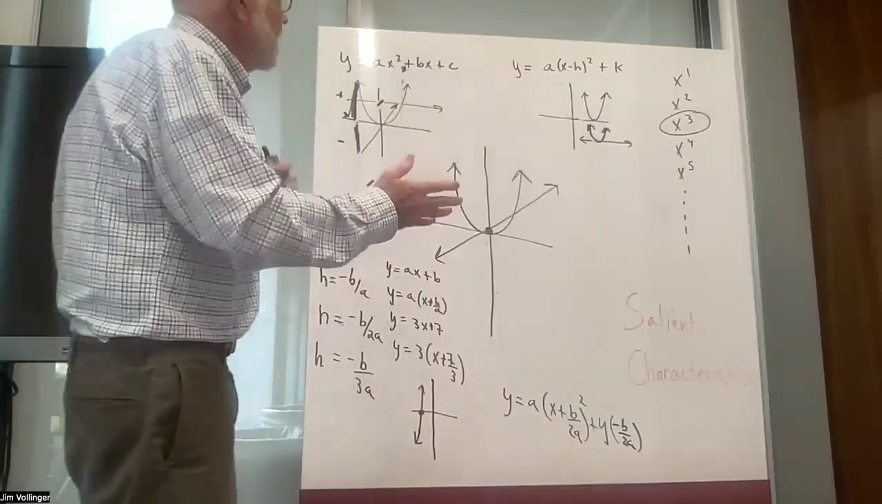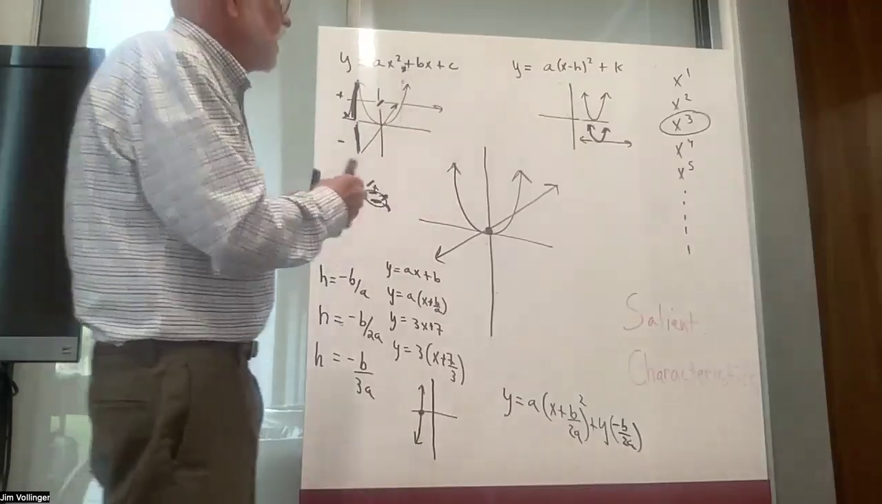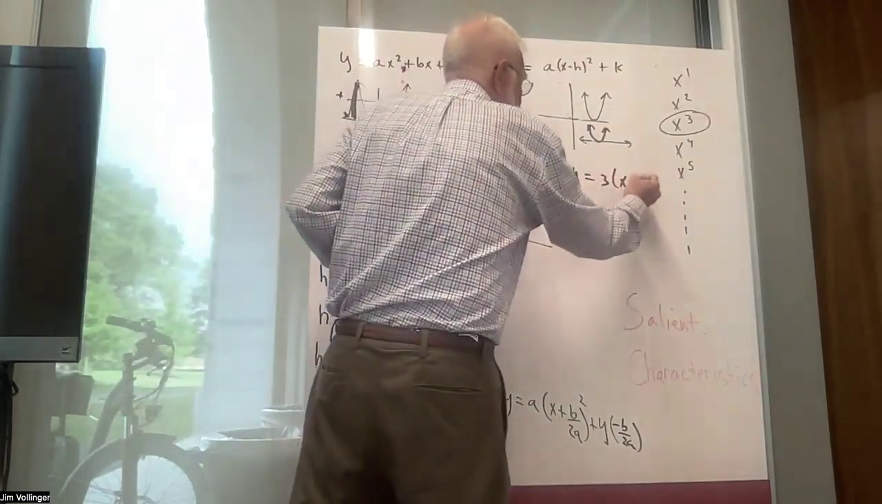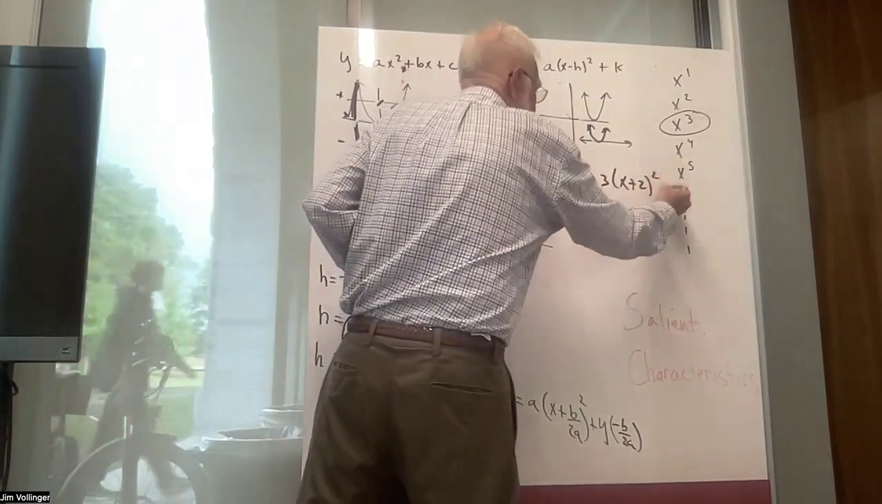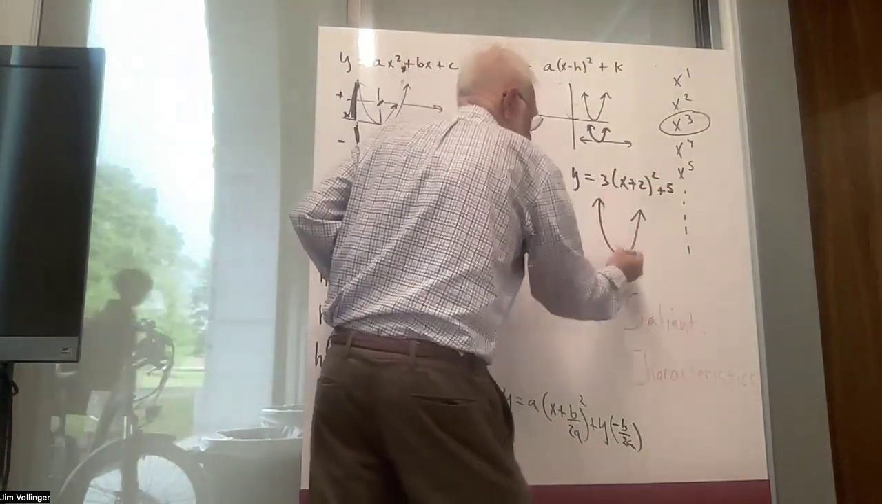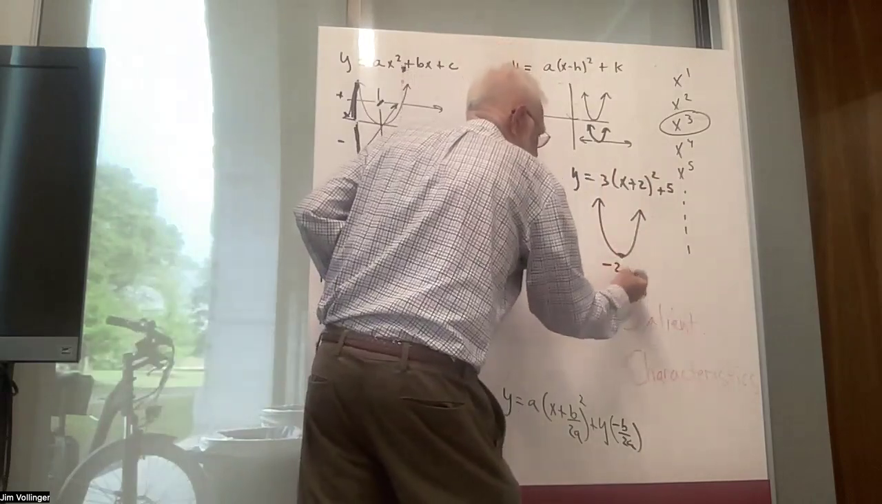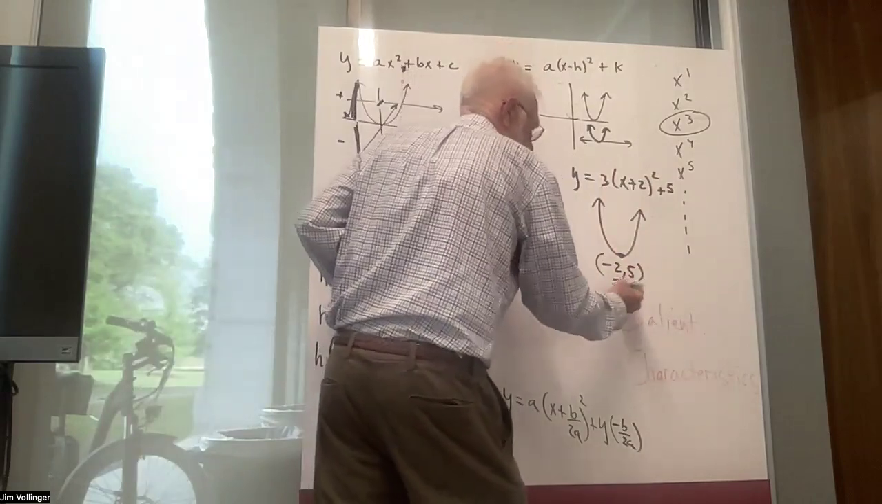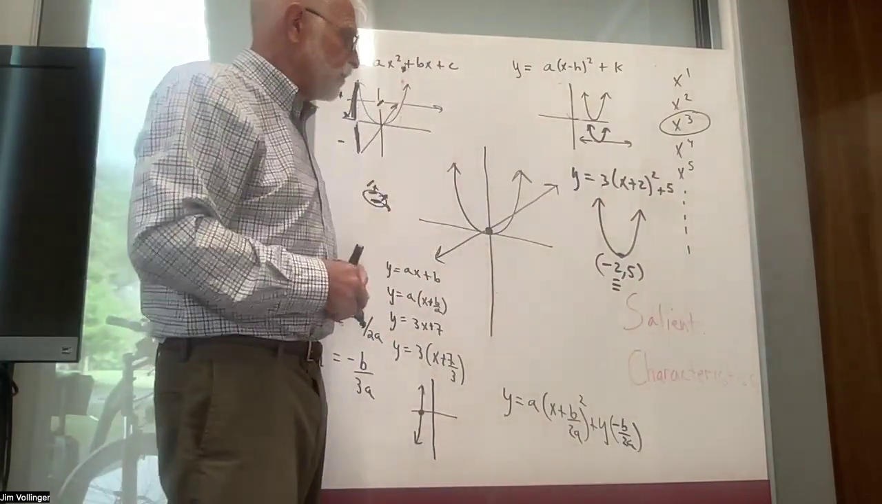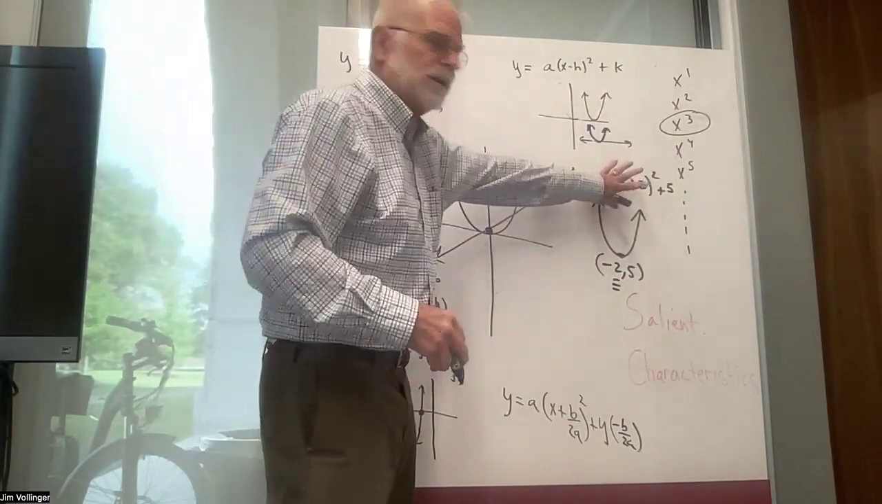All right, so what have we established? We've established that if I write y equals, say, 3(x plus 2) squared plus 5, then I have a cup shape up, and I can see the vertex at negative 2, 5. And we're going to talk about the significance of negative 2 from a geometric perspective when I turn the board over. So I can see the vertex here.